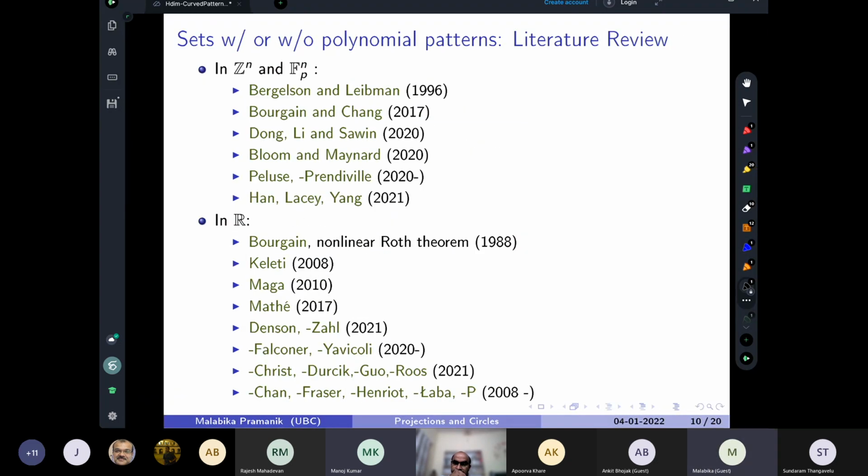So here is a very short and incomplete list of some of the recent work on sets with and without polynomial patterns. There is no way I can cover it all. This area is really buzzing with activity, some in the setting of integers and finite fields, others in the continuum setting. Maybe what I can do is, as I go through the talk, I will refer back to some of the work cited here and point out the connections.